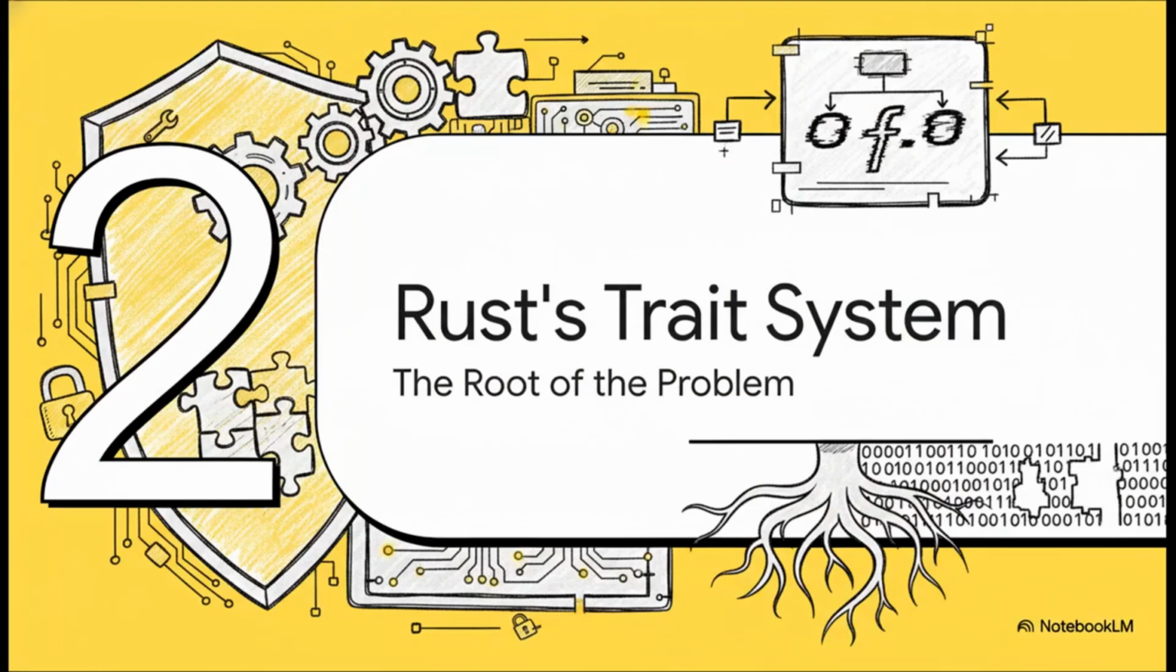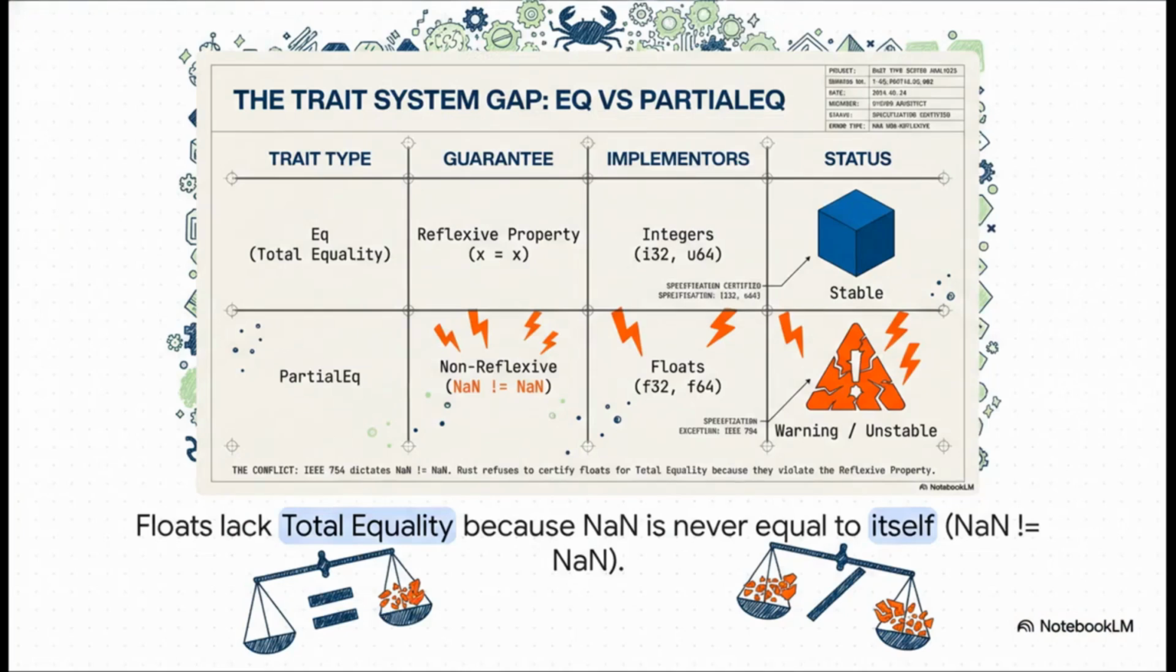So you have to ask, right? Why is this even allowed to happen? Well, the answer is buried deep inside the rules of the programming language itself. Okay, let's get into the weeds a bit. The language we're talking about, Rust, has a super strict system for defining what it means for two things to be equal. And that's where the trouble starts.